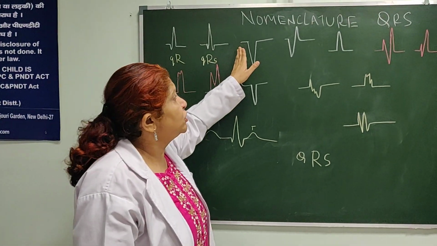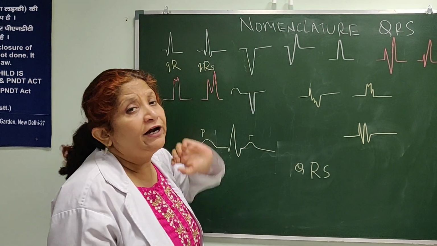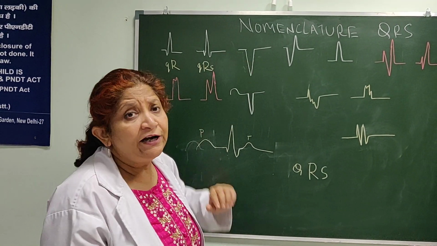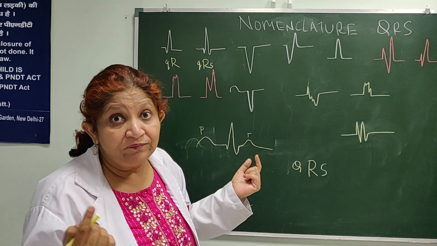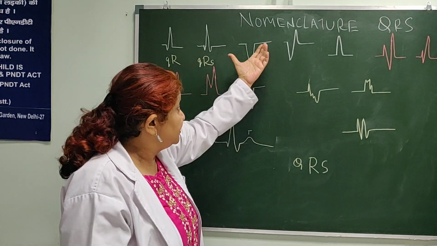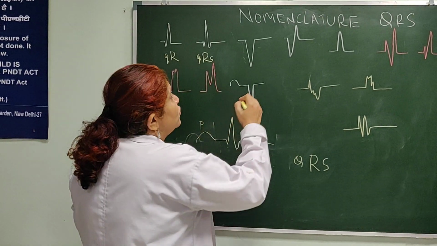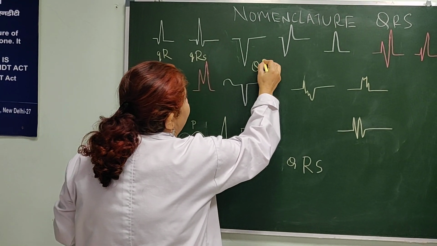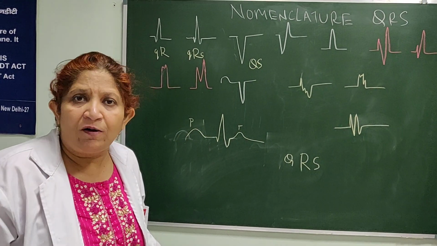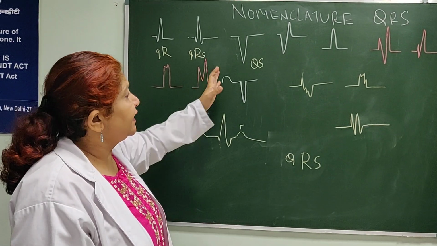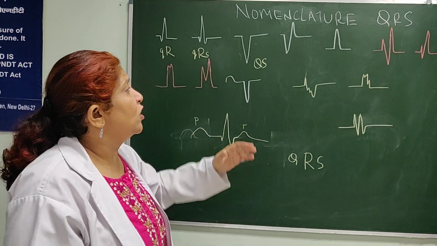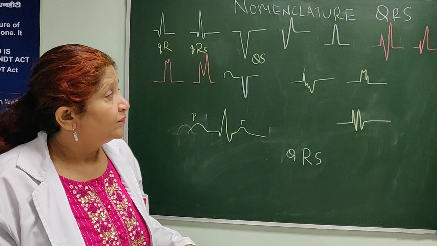Now this is the QRS complex. It is totally negative. Since it is the first negative, it would be called Q, but Q cannot be this big. So this negative complex is now called capital Q and capital S, the QS complex. So if the first negative wave is very big, then it is called a QS complex.